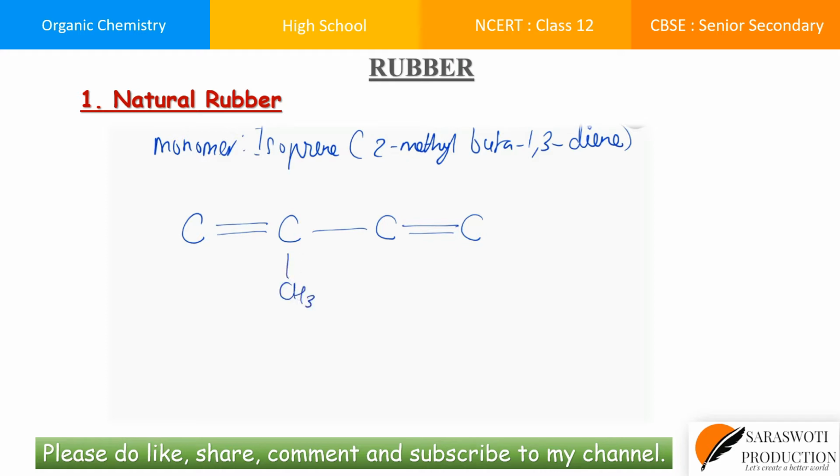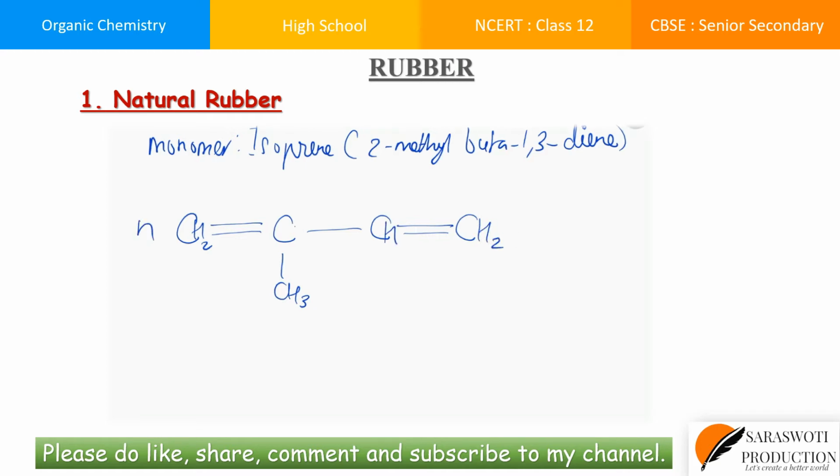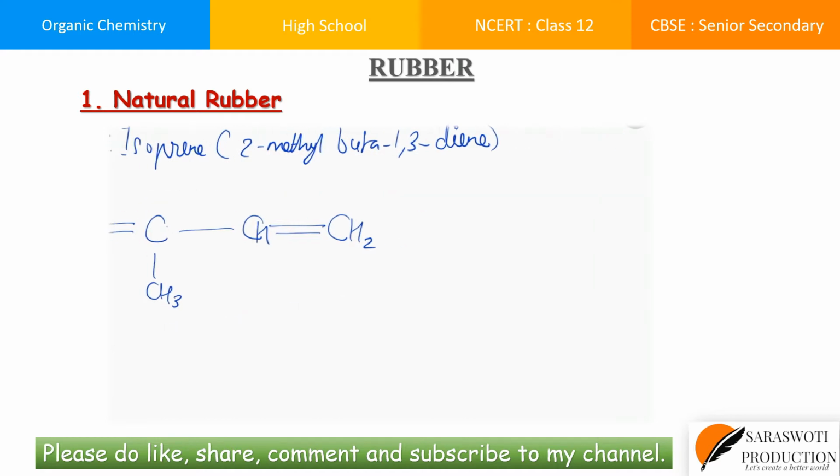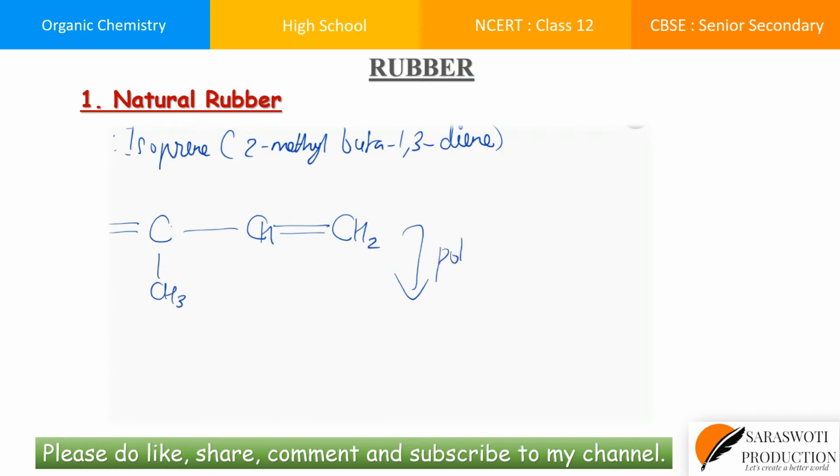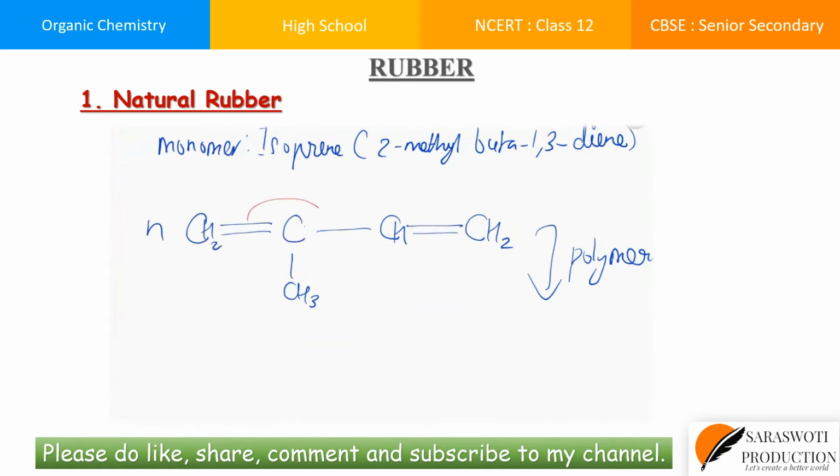Now when I add up the H required, I get a structure like this, n times. So this is my isoprene. Now after polymerization, what am I going to get? How would the polymerization occur? There's going to be a shifting of the bonds: one bond will go here, one bond will go here to give me the proper structure.